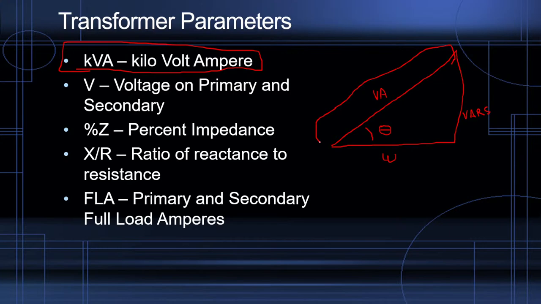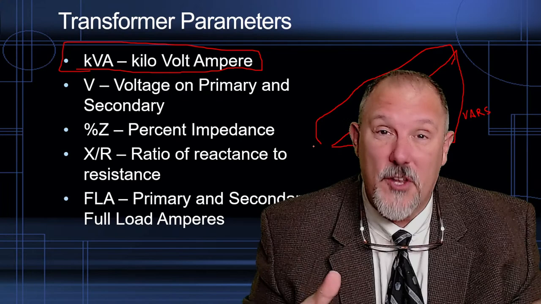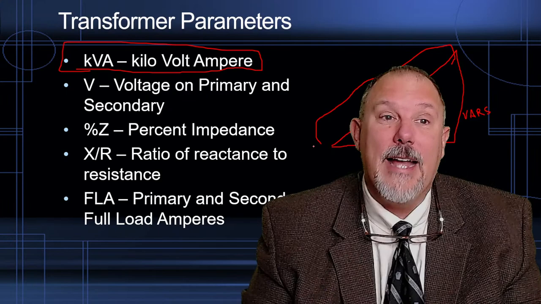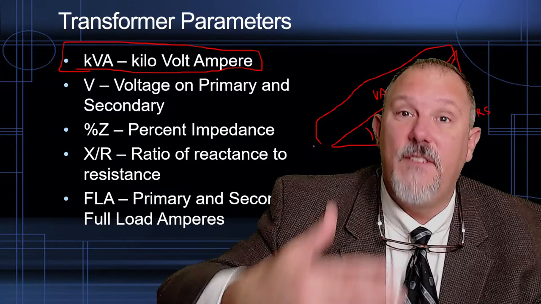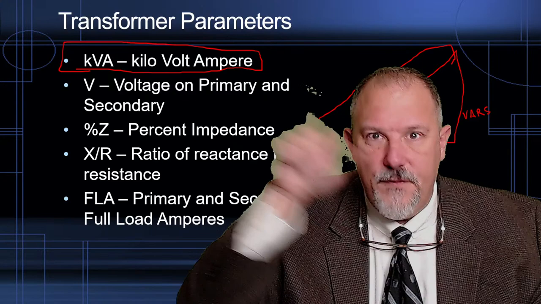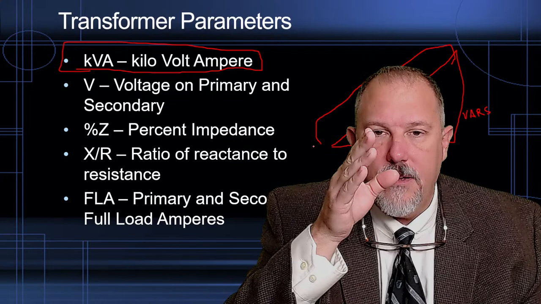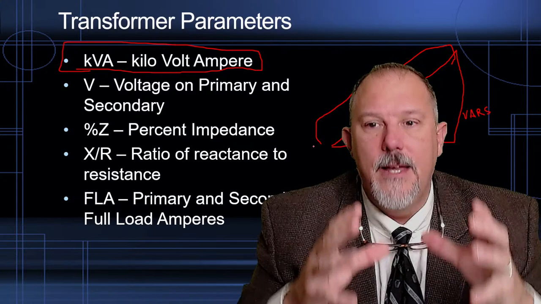Now, when I say it has to be able to handle that, we can always push a transformer more than its VA rating. There's no requirement in the code that a transformer has to be sized to the load. I'm just saying. I can do certain things, which we'll talk about. We add fans to transformers to give a higher KVA capability. But in any case, when I say KVA, I'm talking about the VA, that hypotenuse, right? Watts across the bottom, VARs up the side, VA, and my angle between my VA line, my hypotenuse, and watts is my power factor.